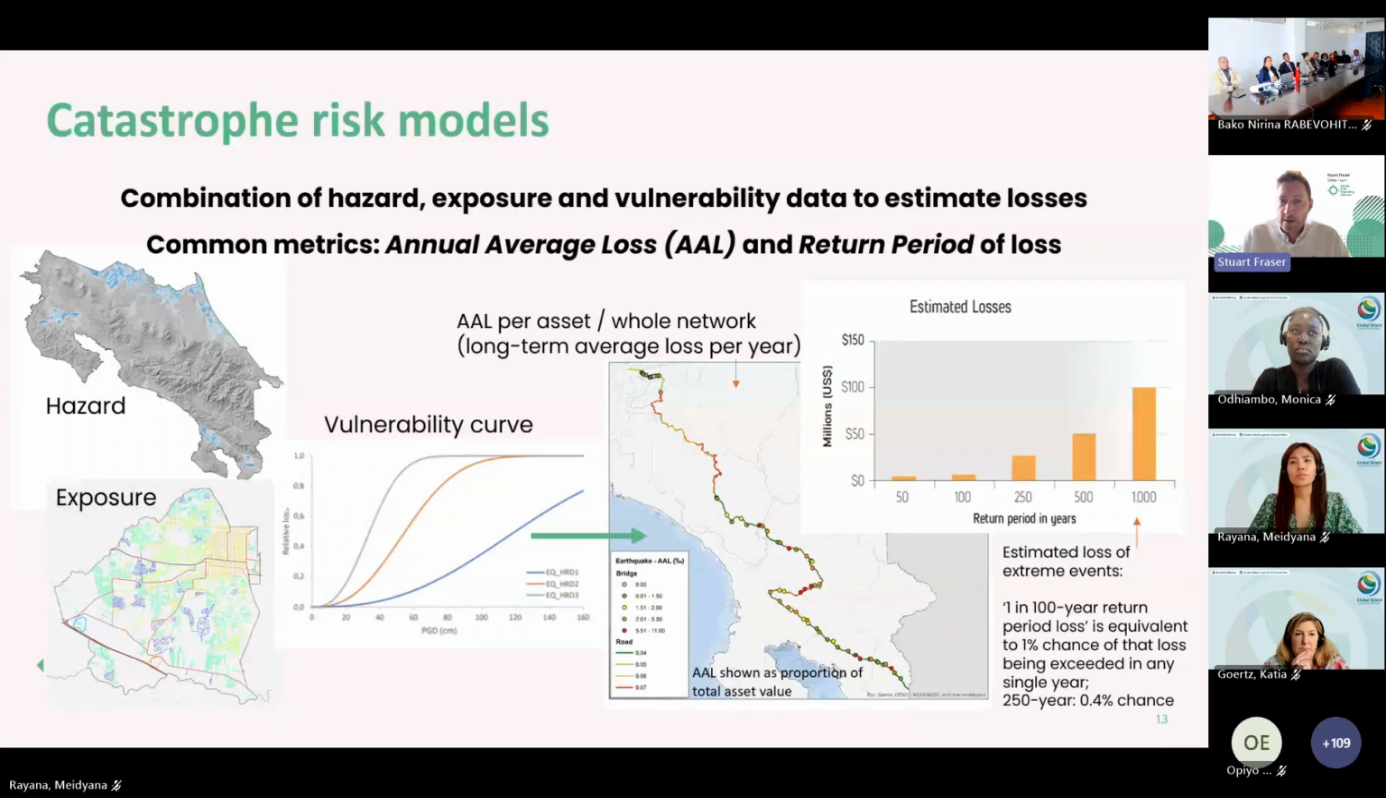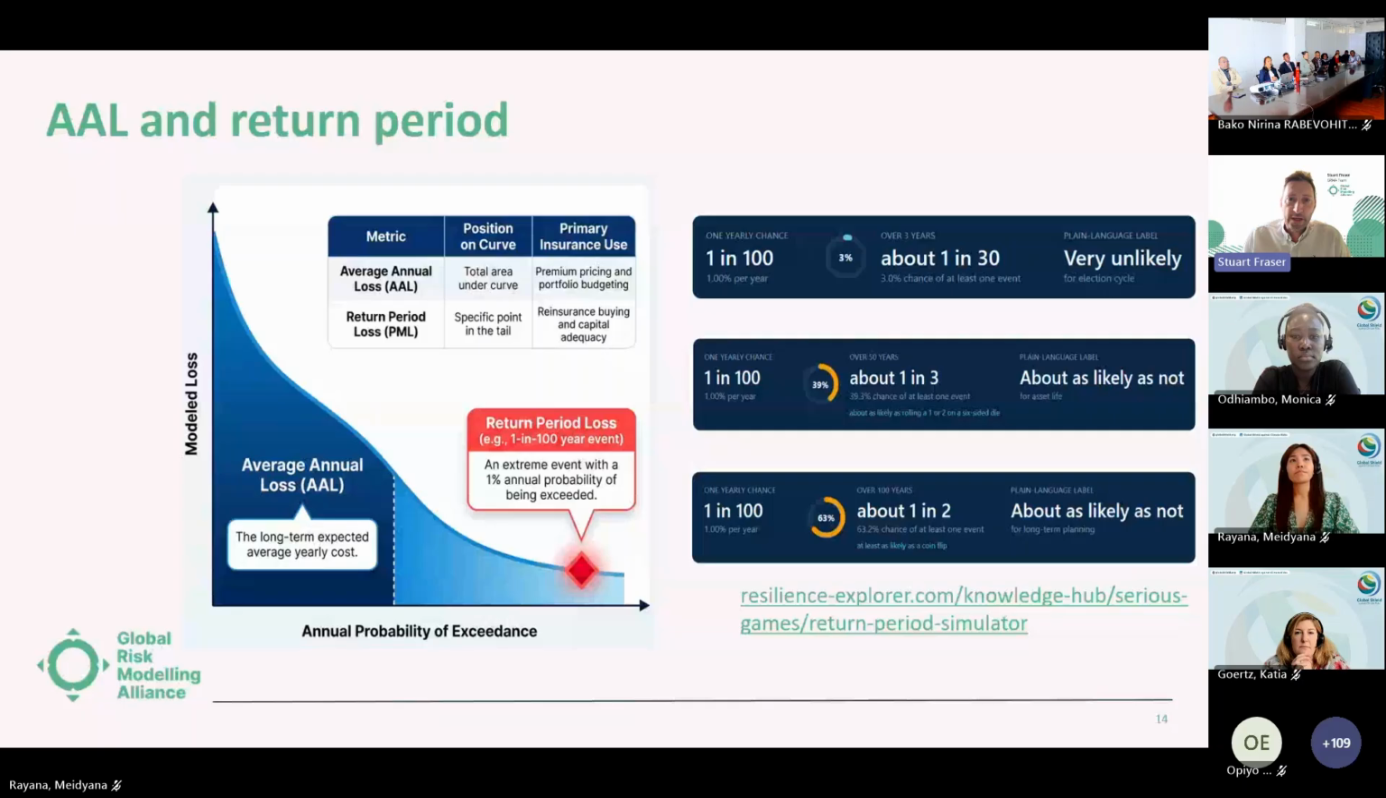And we can also export graphics like the bar chart shown, which give an estimated loss for a particular return period. If you go to the next slide, please, I'll talk a little bit more about the key metrics. So I've mentioned these two already several times. We can't do risk assessments without talking about the metrics. And this slide really tries to explain what those are.